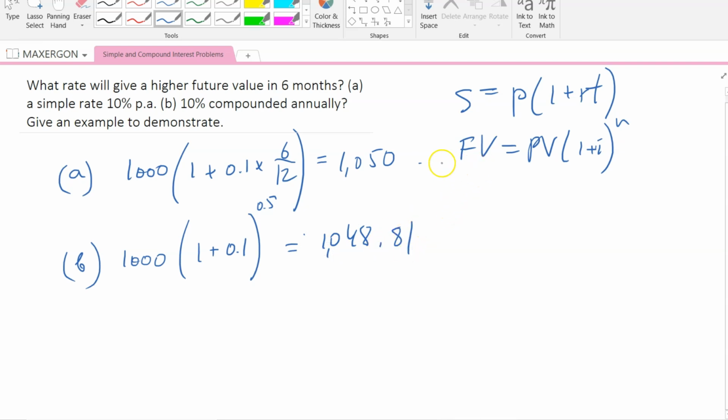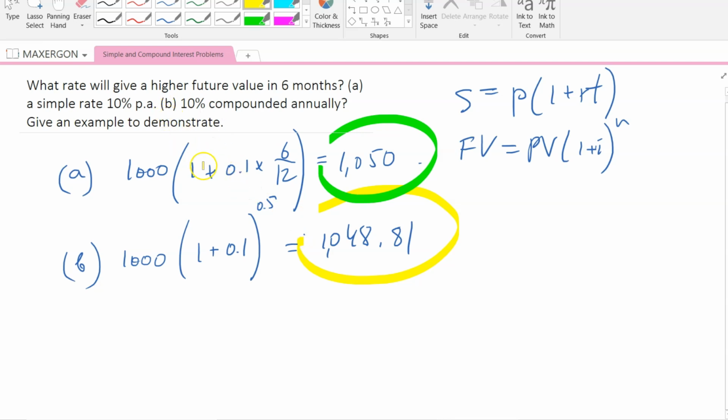1048.81. This is an interesting example because it shows that actually investing with simple rate is sometimes better than investing with compound rate. You can see that the answer to this question is that if you invest for 6 months, that is to say for the amount of time which is not enough for the rate to begin the compounding process. So this 6 month here is less than 1 year, and the compounding period here is 1 year. So in this case, simple rate will give you a higher future value than the compound rate.